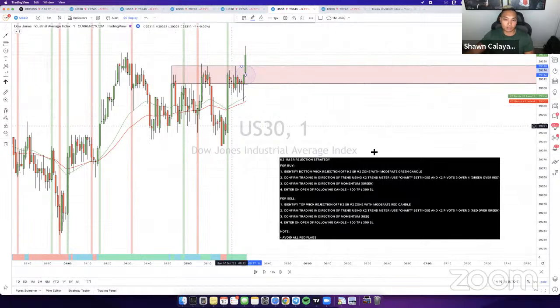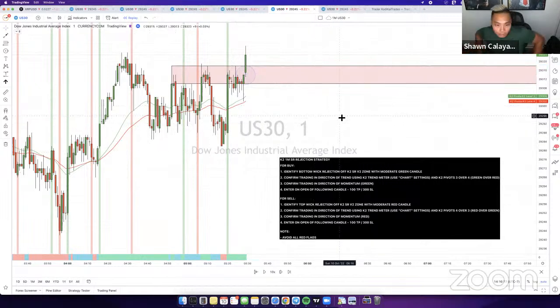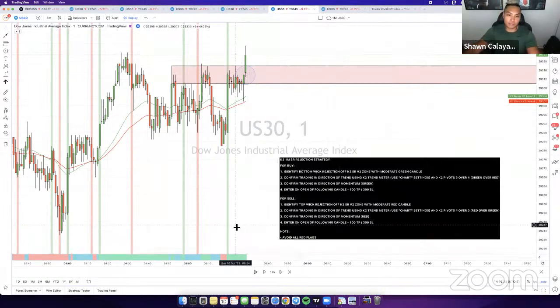Second requirement, you want to confirm that you're trading in the direction of the trend. Looking down at the trend meter here on the bottom, you can see the trend meter is green. So with that said, we have a bullish trend. Looking over here at the pivots for a secondary confirmation, you can see that the pivots are angling upwards. Price is above the pivots. The green pivots over red, and that's going to confirm that we have a bullish trend. So with that said, second requirement is also met.